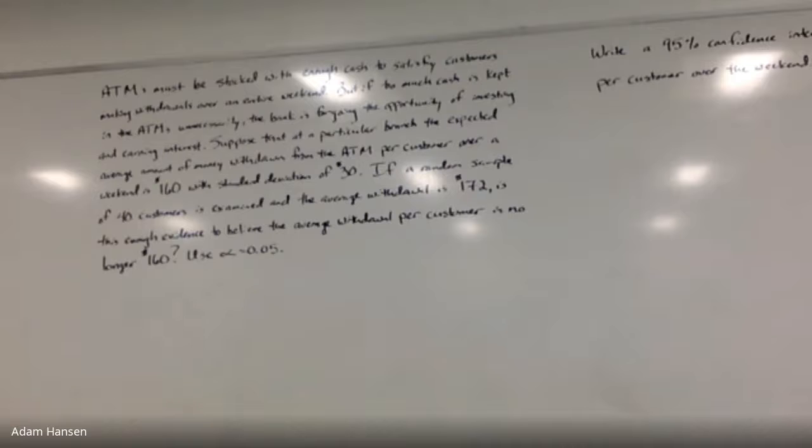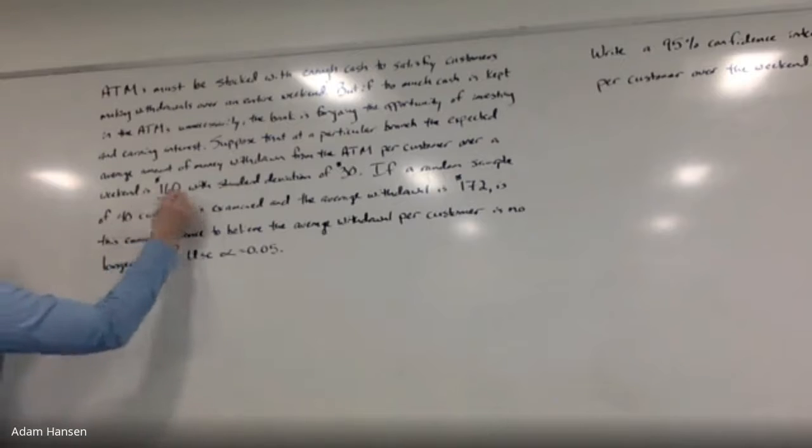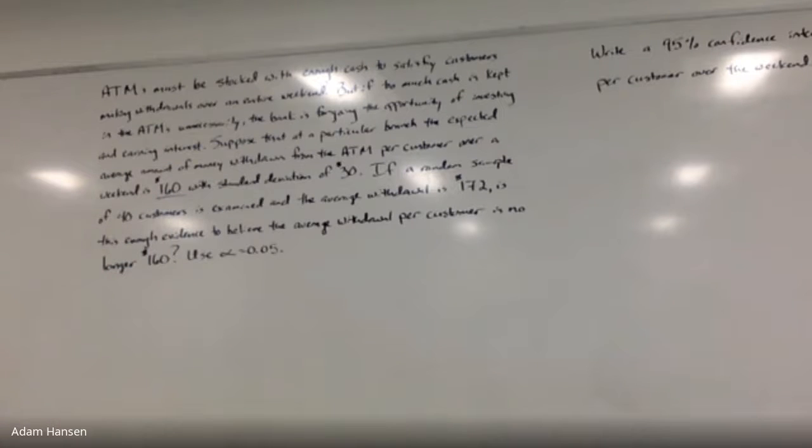5% error. Let's read through the back half of this and think about which of these different values represent what. Suppose that a particular branch, the expected average amount of money withdrawn from the ATM per customer over a weekend is $160. Does that refer to the population or the sample? Is that all customers or some of the customers? All of them. So this would be mu. Mu would be the population mean, the average ATM withdrawal amount over the weekend per customer.